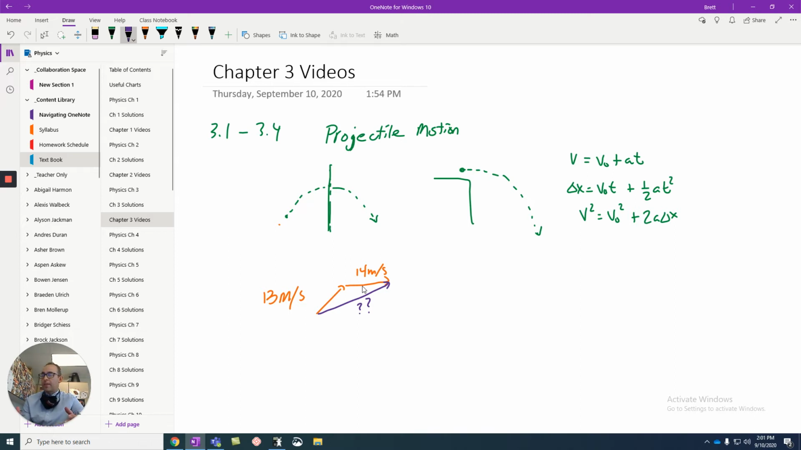Now, a couple things we have to understand. When we talk about doing that kind of addition of vectors, we need to realize we can do it graphically by looking at this picture, but figuring out the numbers that go here and the angles, that's a little bit more challenging to do just visually.